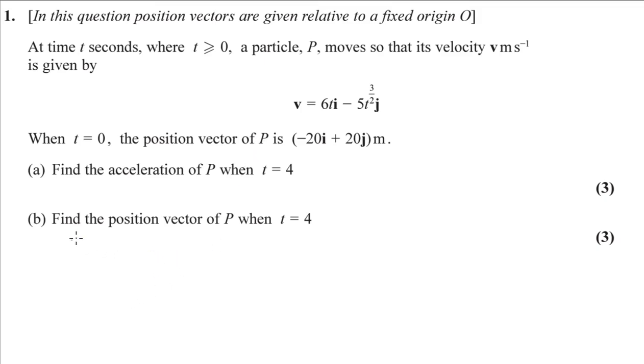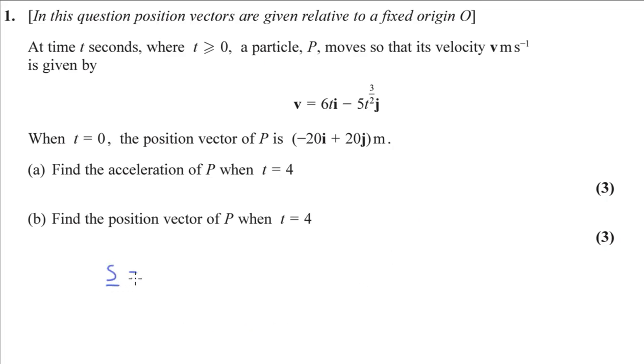And then for part B, it asks for the position vector of P when t is equal to 4. We know that it starts at position vector minus 20i plus 20j, so it's going to start here and move to a new position after 4 seconds. So the first thing we're going to do is work out how to get the position vector. That's linked to displacement, which means we need to integrate the velocity this time.